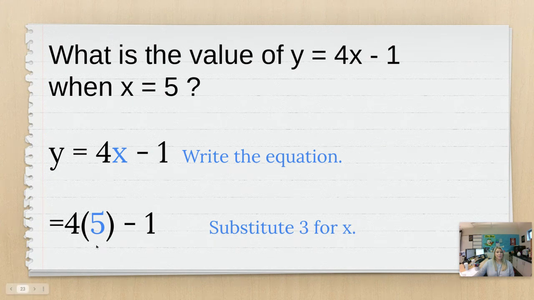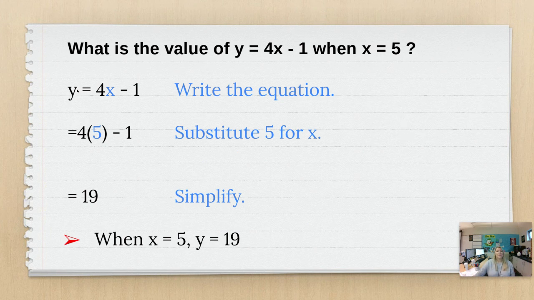So you're going to input 5 for your x. And make sure when you simplify that you are using PEMDAS, your order of operations. 4 times 5 is 20. 20 minus 1 is 19. You can also use a calculator. So here's what we say. When x equals 5, y equals 19.